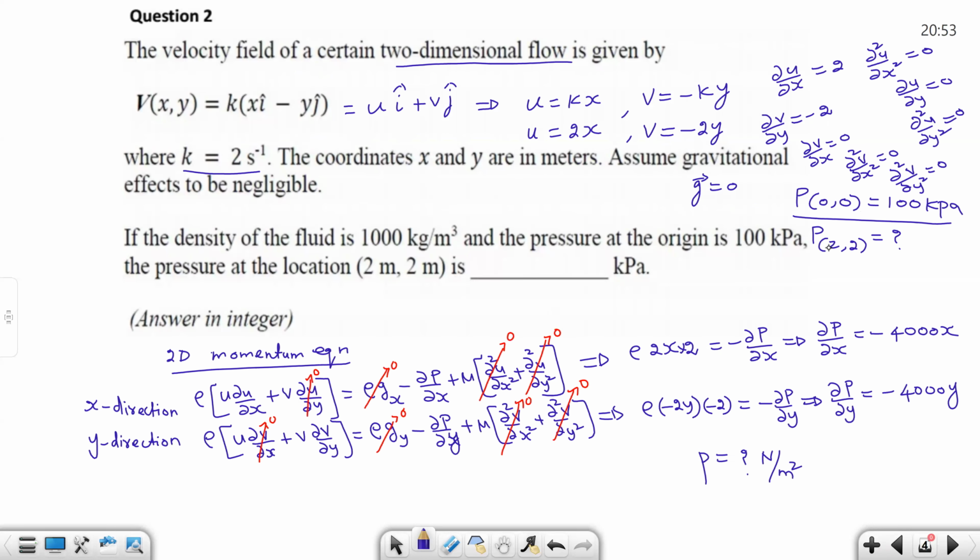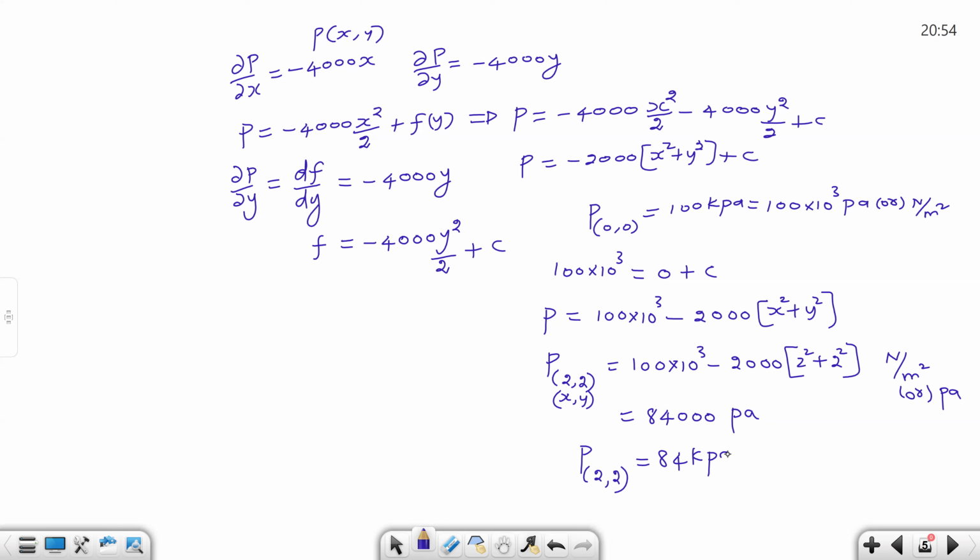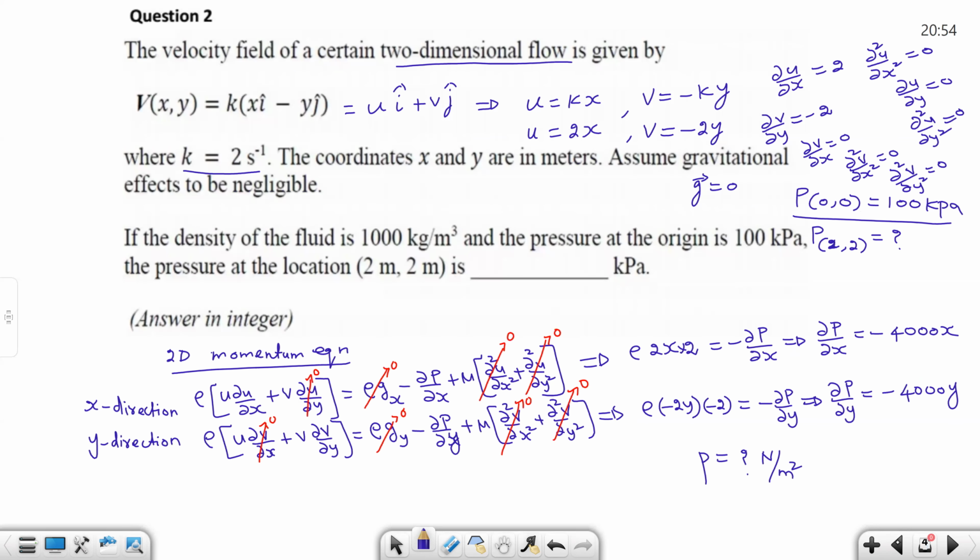$84,000 Pascal. The answer you wanted is in kilopascal, so 84 kPa. This will be your answer. 84 kilopascal is your answer. So 84 is the answer for this question.